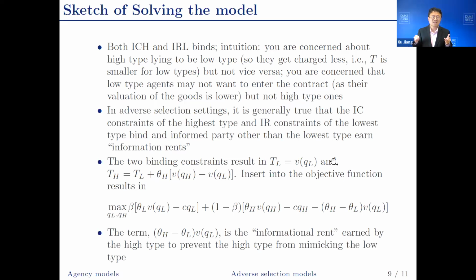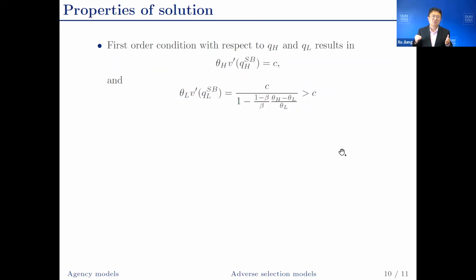And you can see here, relative to the objective function for the first best case, the objective function for the second best case, under the 1 minus beta dealing with high type, has this additional term, minus C_H minus C_L times V(QL). So this would be a decrease of the payoff of the principal. This is the information rent earned by the high type to prevent the high type from mimicking the low type, because this is what you're most concerned about. Then, taking the first order condition with respect to QH and QL, you would get this solution.